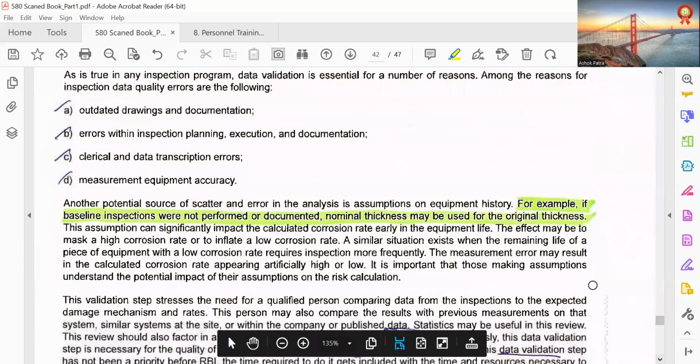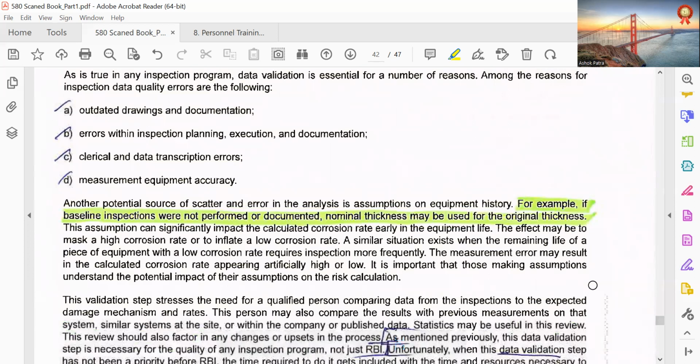Sources of error include outdated drawings and documentation, errors within the inspection planning, execution, documentation, clerical and data transcription errors, quality errors, and measurement equipment accuracy. For example, if baseline inspections were not performed and documented, nominal thickness may be used for the original thickness.